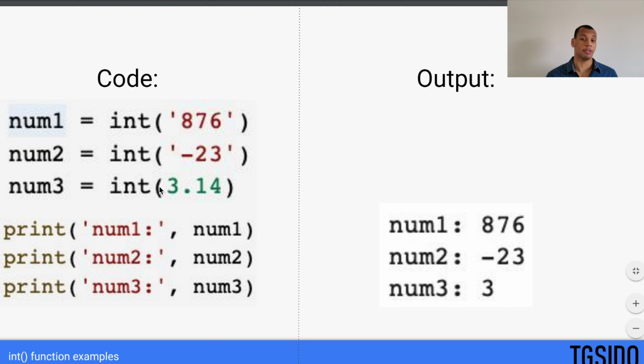Remember that it's trying to convert it to its numerical integer format, right? 3.14, even though it's a number, is not an integer. So we're only going to get the integer 3. Cool. And so we actually see that printed out over here for num1, num2, and num3.